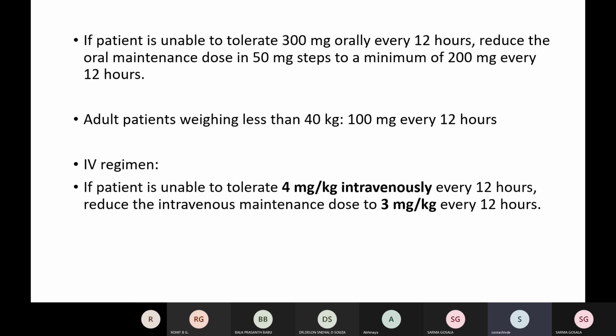IV regimen, if the patient is unable to tolerate the 4 mg per kg intravenous dose, we can reduce from 4 mg to 3 mg per kg, not below that, because then the dose will be suboptimal.